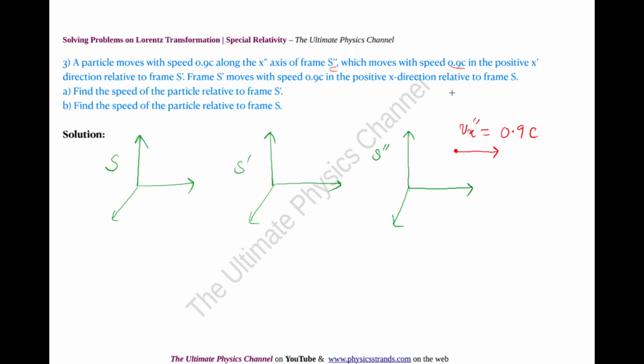Now this frame S double prime moves with respect to another one, S prime, with a velocity 0.9 c. So the relative motion between these two is given by velocity 0.9 c, which again in turn moves with respect to another frame S with the velocity 0.9 c. So it seems a tricky one initially, but we just have to apply the Lorentz velocity transformation equations twice to get the answer for this question, right?